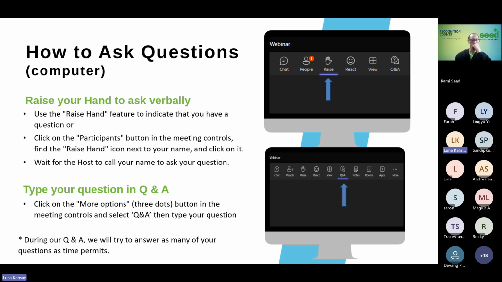By the end of the session, we will have a Q&A. To ask your question, you can raise your hand, because Teams webinar has a raise hand feature to indicate that you have a question or a comment. To do this, click on the participants button in the meeting controls, find the raise hand icon next to your name and click on it. Once we're notified that we have a raised hand, I'm going to unmute you from my side, and you have to unmute manually from your side as well.